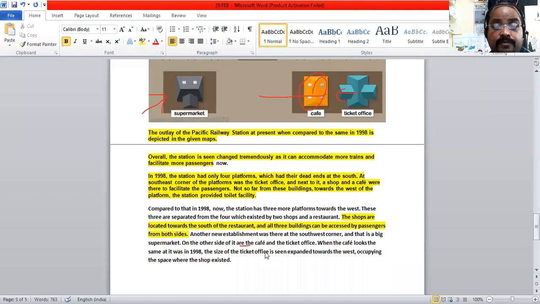So we have seen certain things here. Let me show the directions, the importance of direction. South, southeast corner. Okay, west, west. Okay, south, both sides, southwest corner, other side.